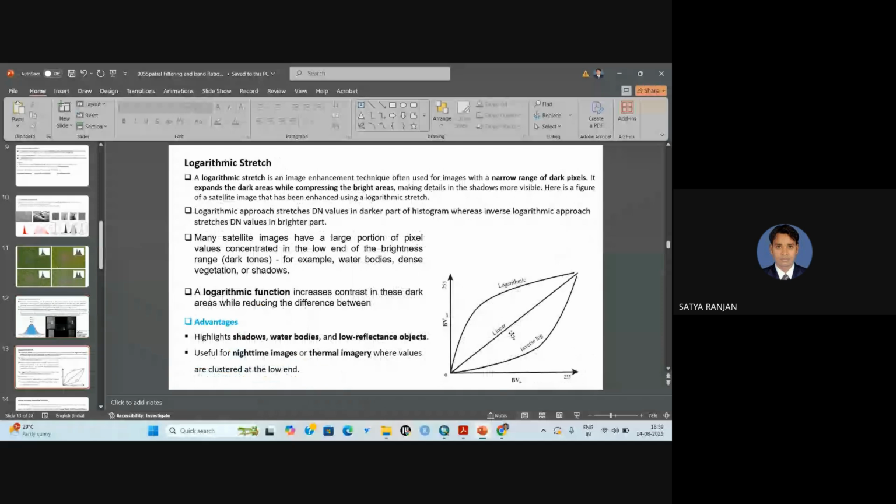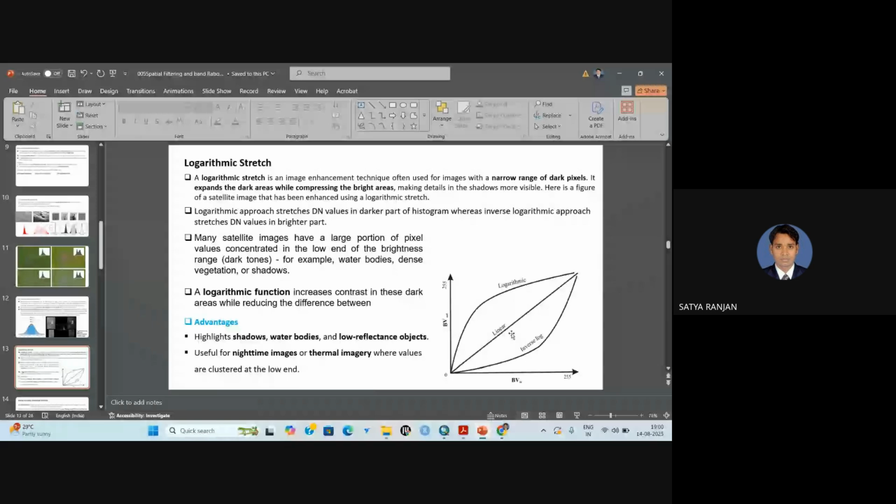So this is one of the satellite images. After histogram equalization, it looks like this. So this is the urban area, the settlement area in the middle part. Then it is slightly brighter than the previous one.